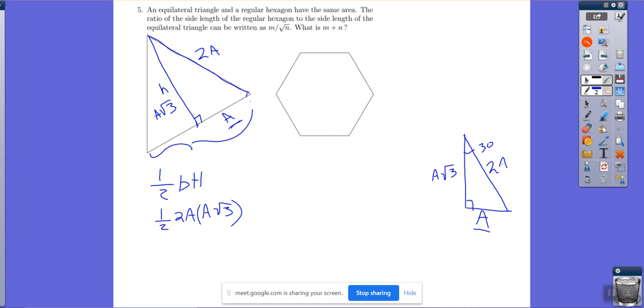And so let's simplify this a little bit. 1/2 times 2 is 1. A times A is A squared. So the area of this triangle is A squared times the square root of 3. So we know that up front. And we're not going to worry about the squared so much because we're pretty sure squared is going to happen in the hexagon too. So then when we're looking at the hexagon, it can just be thought of as 6 equilateral triangles.